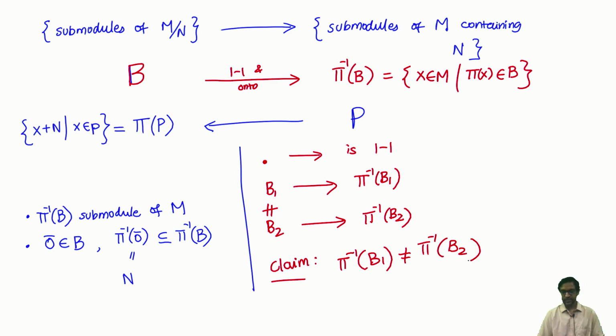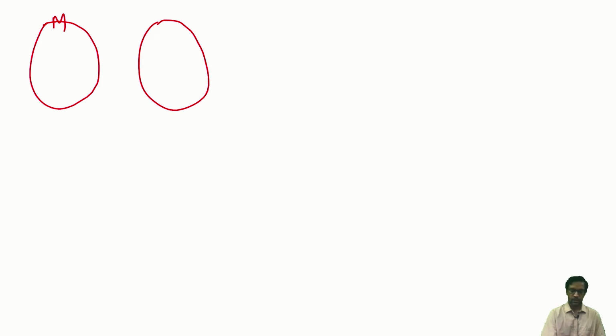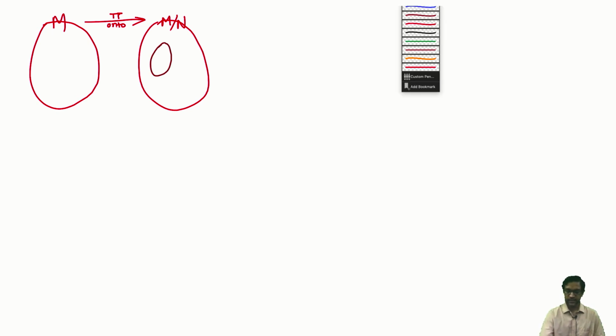In fact this is just a trivial fact, we don't really need the fact that pi is a homomorphism or anything. It's just a fact about set maps between sets. So let me give you a diagrammatic argument. If I have M and M mod N, I have a projection map pi which is onto. The key point is that pi is an onto map, and what I'm doing is taking two different subsets here. They are submodules, but let's just say they are subsets for now.